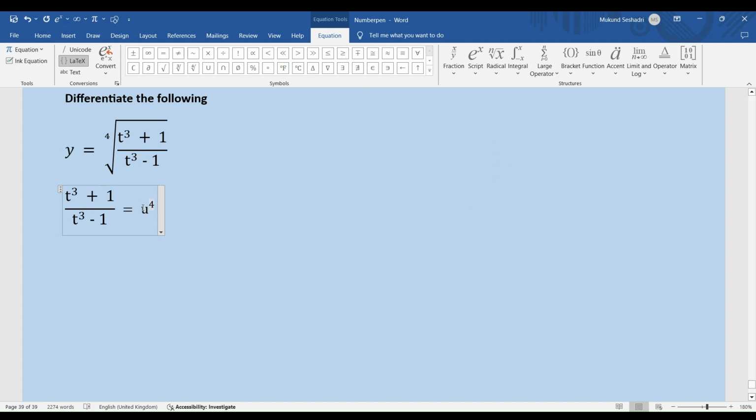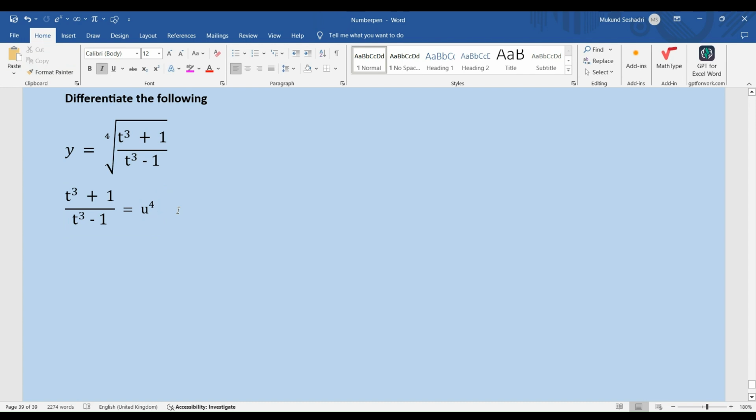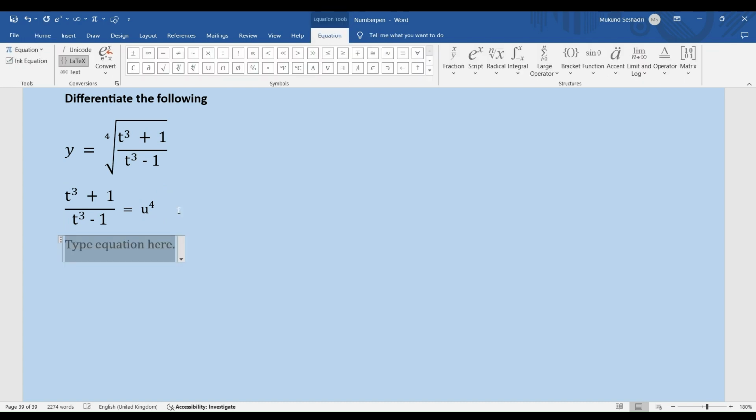Right, now what happens to my y now? My y becomes the fourth root of u to the power 4, which is nothing but u, right? So what is my dy by du? So my dy by du becomes 1, right? And we've got some work to do with our u.